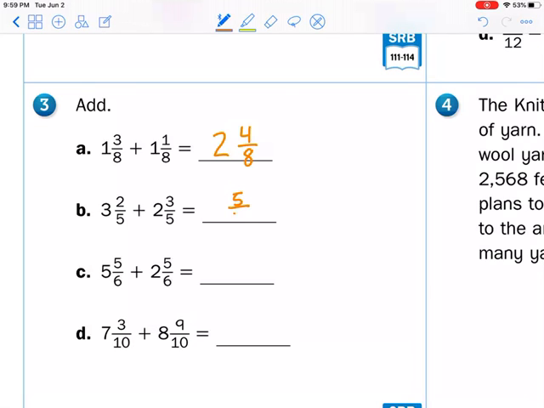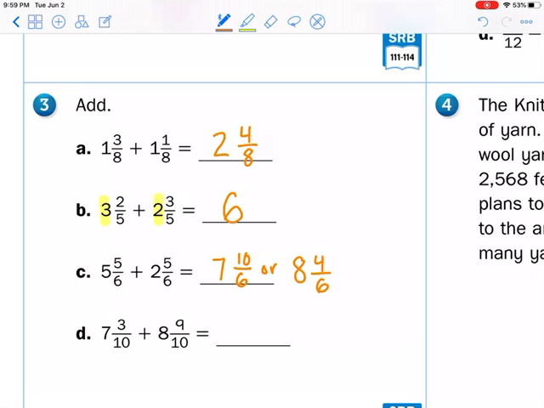Okay, the next one. 2/5 plus 3/5 equals 5/5. Well, I already know that that is a 1. So 1 plus 3 plus 2 is 6. So my answer is 6. Okay, 5/6 plus 5/6 will give me 10/6. And 5 plus 2 is 7. So you can do 7 10/6, or you can change your fraction into a mixed number and you would get 8 4/6.